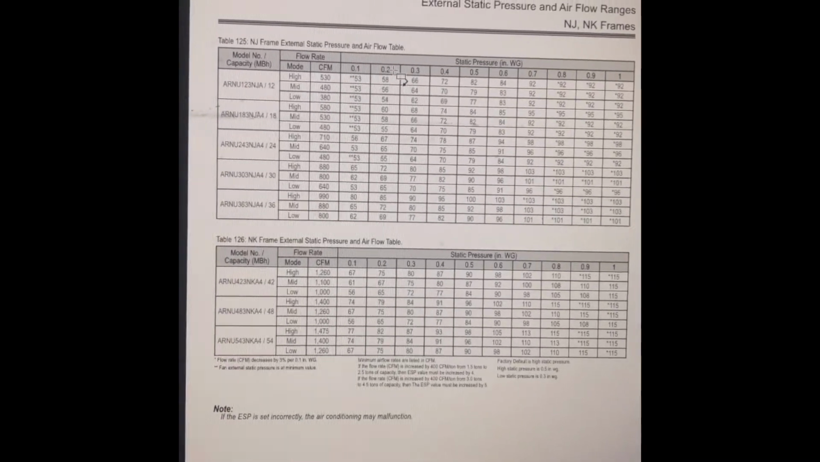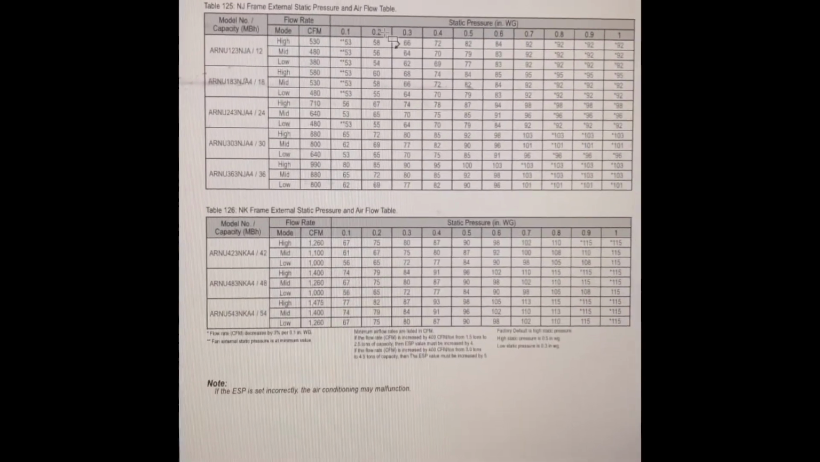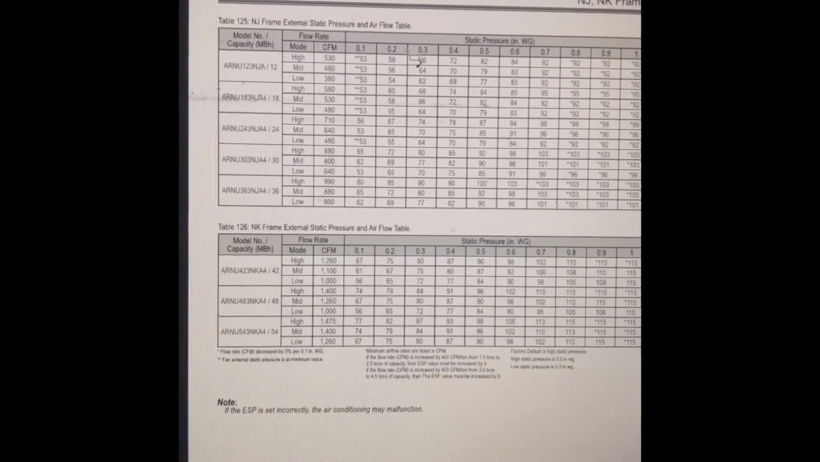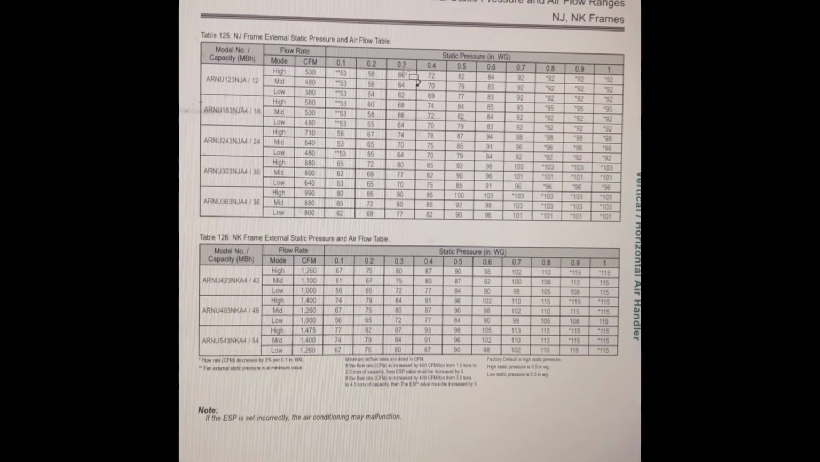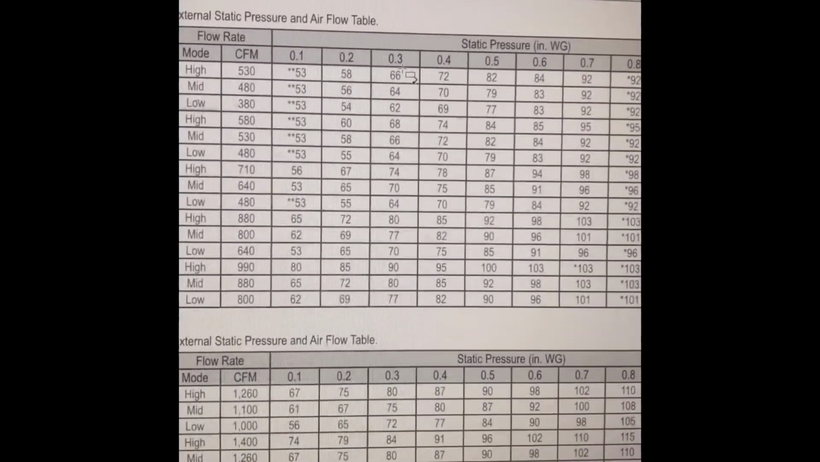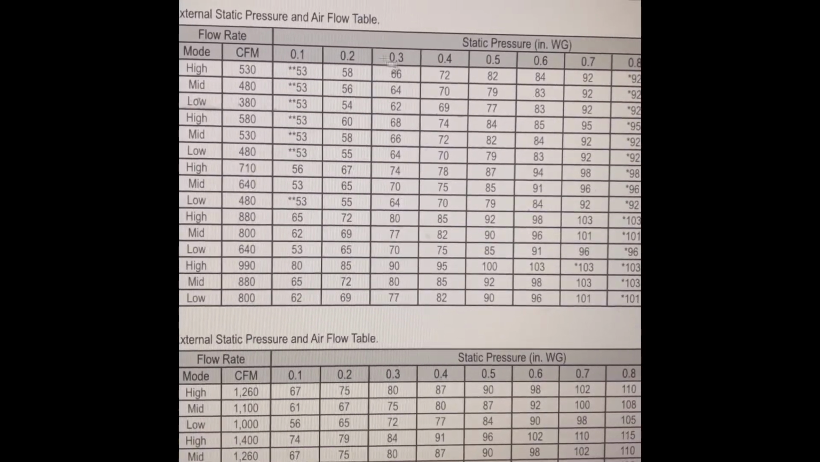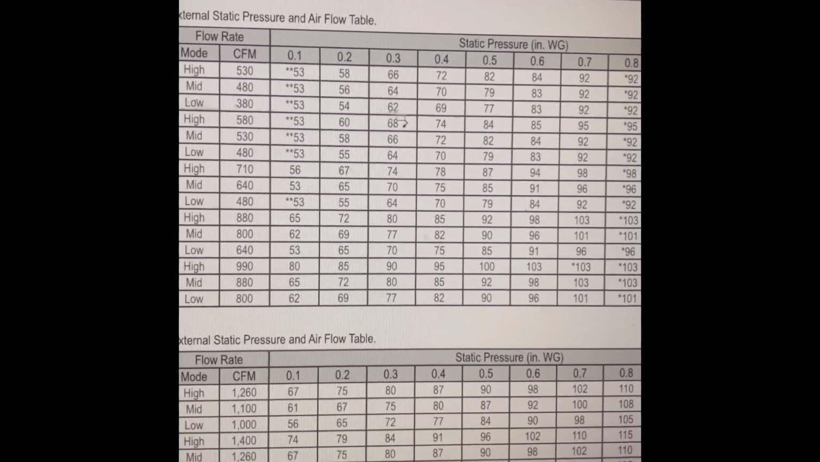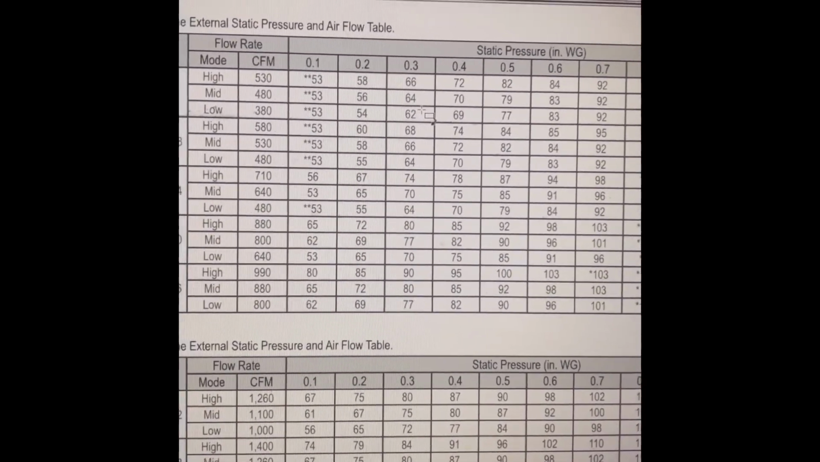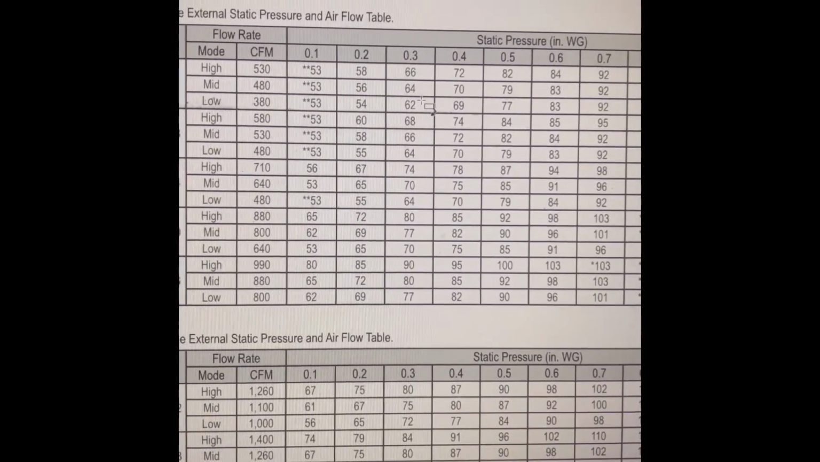So in this case, we are going to use the static pressure for 3/10 of an inch as an example. Zoom in on that. We'll see that our settings are 66 for high, 64 for medium, 62 for low. We'll go over to the thermostat and set that up.